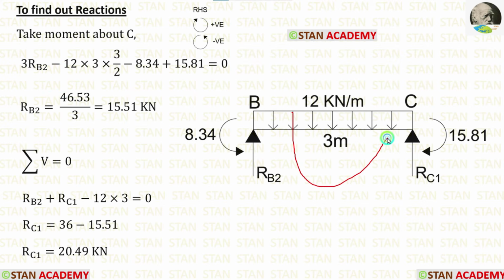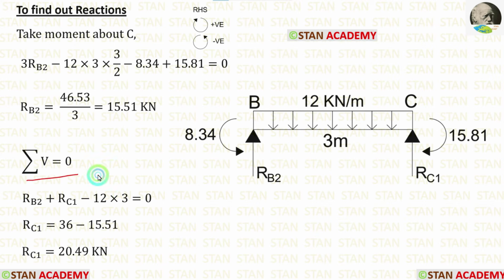The UDL is acting towards the point C in the anticlockwise direction, so it will be negative. For the UDL, we have to multiply with the distance and distance by 2. Here the distance is 3 meter, so 3 into 3 by 2. Then we are having two movements. 8.34 is acting in the anticlockwise direction, so it will be negative. 15.81 is acting in the clockwise direction, so it will be positive. Finally, we are getting RB2, which is equal to 15.51 kilonewton.